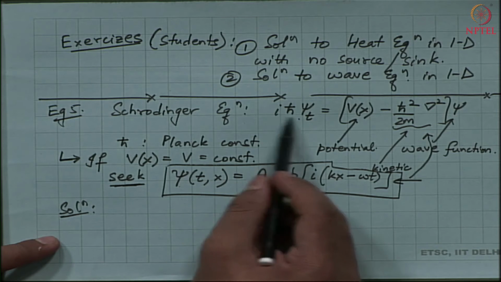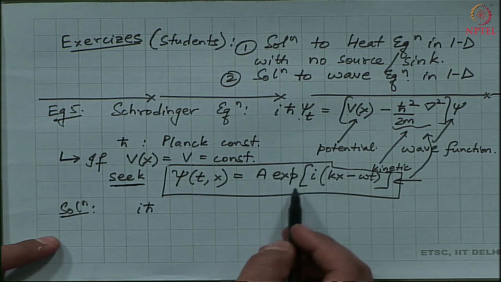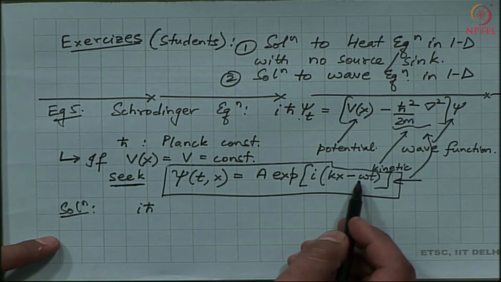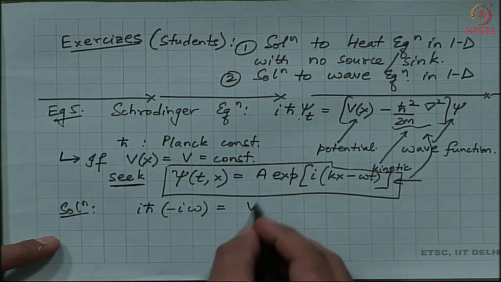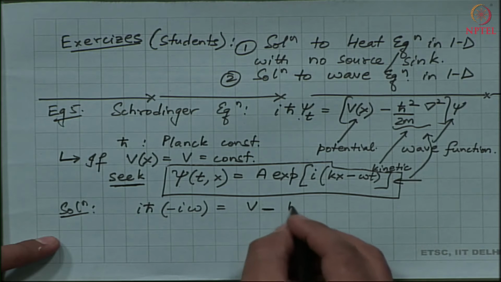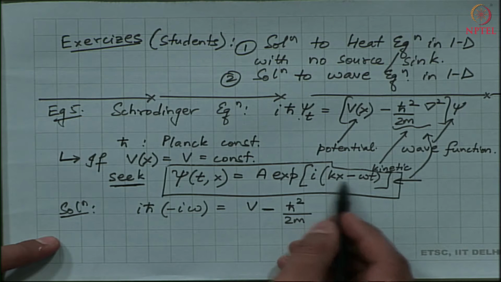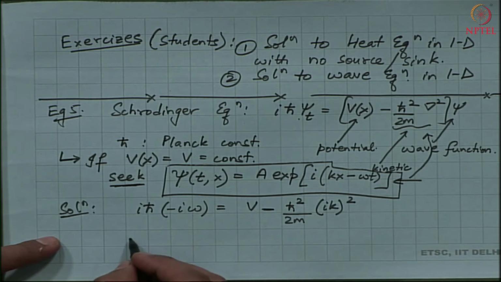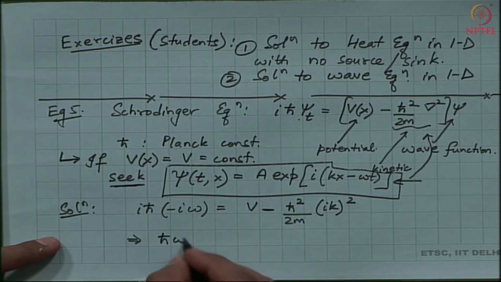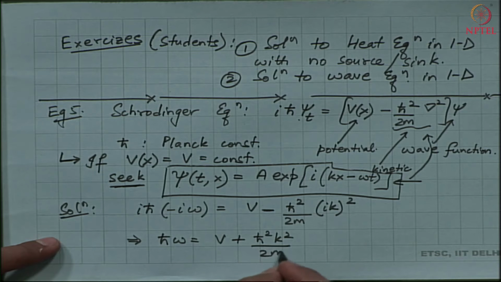We see that there is an i h cut sitting here, psi of t. So psi of t is going to pull out a negative i omega. So I get negative i omega is equal to V, a constant, minus h cut square by 2m and del square psi. Del square, it's a problem in one dimension, so each derivative of x is going to pull out one ik. So I get ik square. If I simplify, I get h hat omega is equal to V plus h hat square k square by 2m.